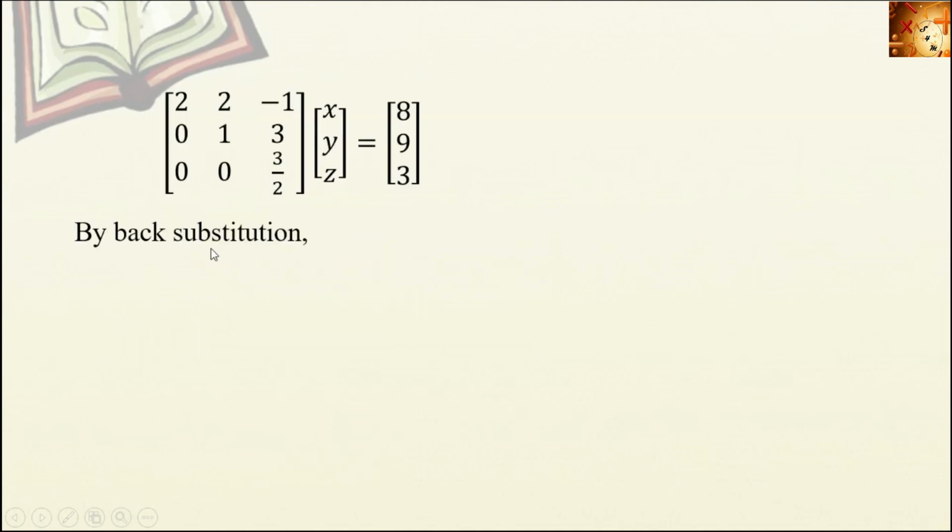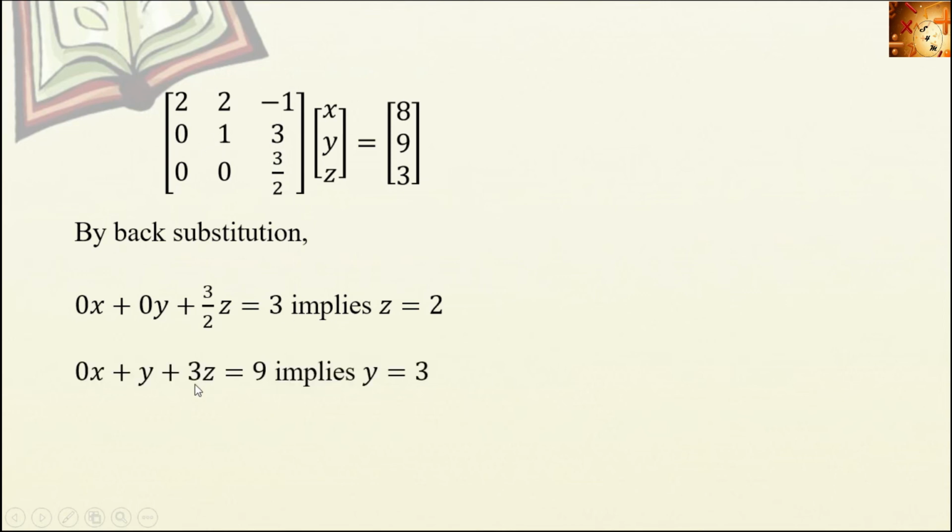So by back substitution we have from the last row 0x plus 0y plus 3 by 2 z is equal to 3. So 3 by 2 z equal to 3 implies z equal to 2. Then move on to the second row, that is y plus 3z equal to 9. Substitute z equal to 2, we get y equal to 3. Then again substitute these two values in the first equation, that is 2x plus 2y minus z equal to 8, gives x equal to 2.